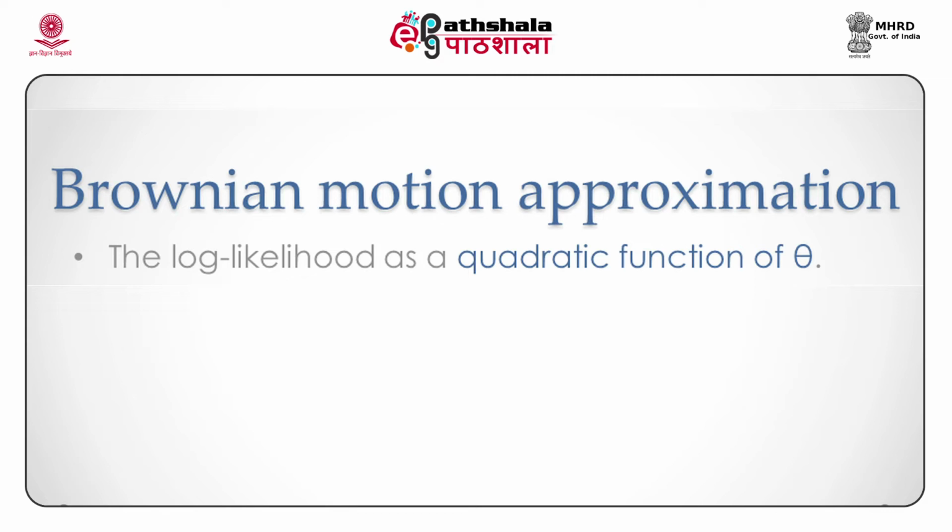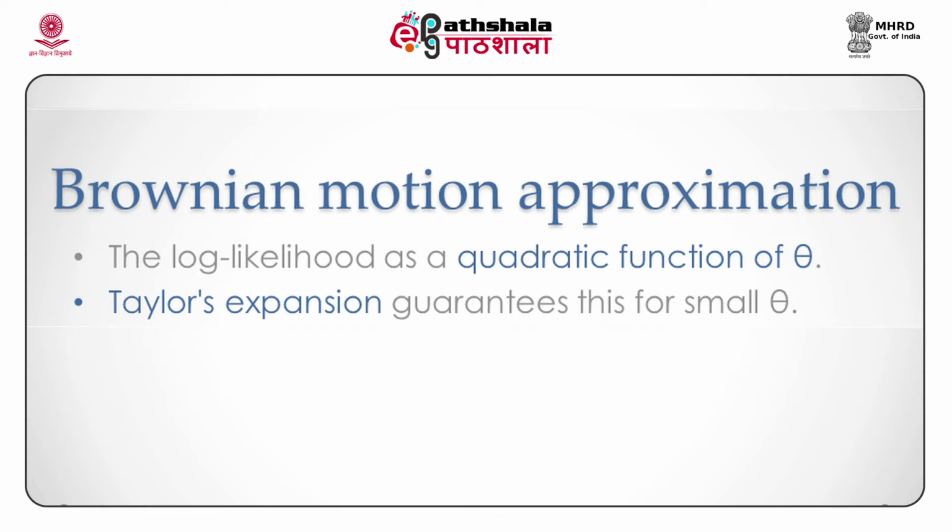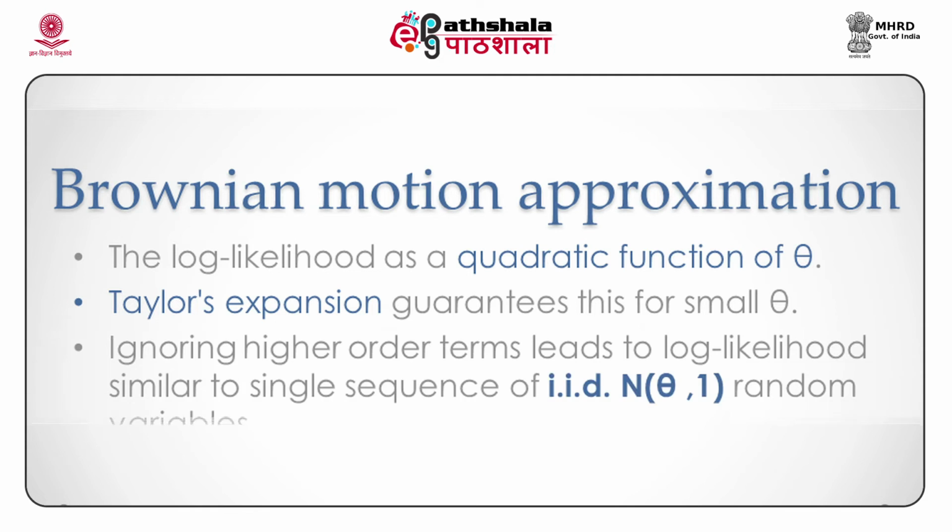So, consider the case when the log likelihood depends only on a single parameter theta. We can then expand the log likelihood in terms of theta using Taylor series expansion and ignore terms including the cubic and higher order terms. To this degree of accuracy, the log likelihood will resemble the log likelihood obtained from a sequence of independent normally distributed random variables with mean theta and variance 1. We are assuming here that theta is small, and in this case cubic terms and higher order terms can be ignored.